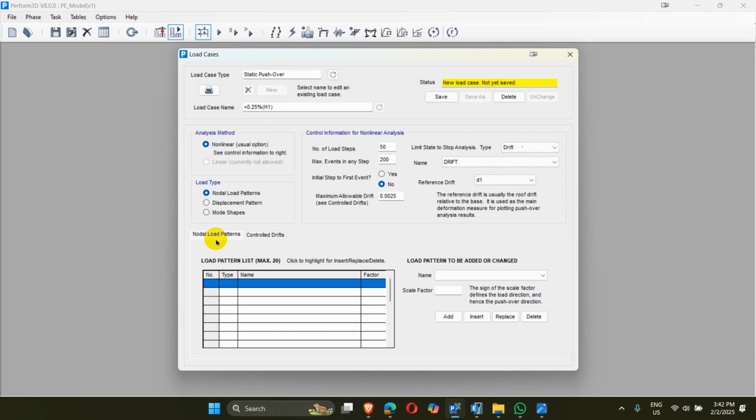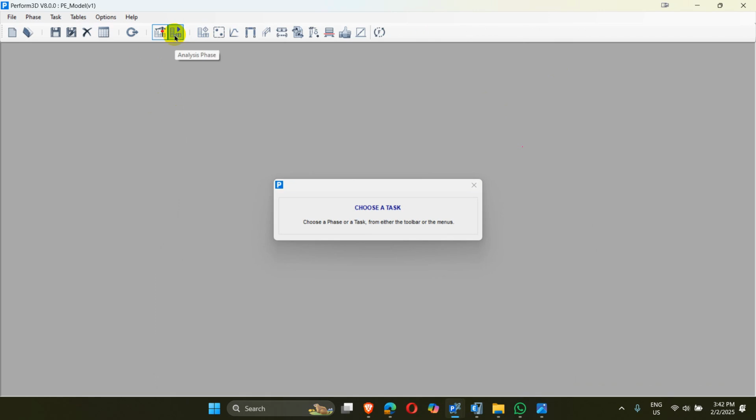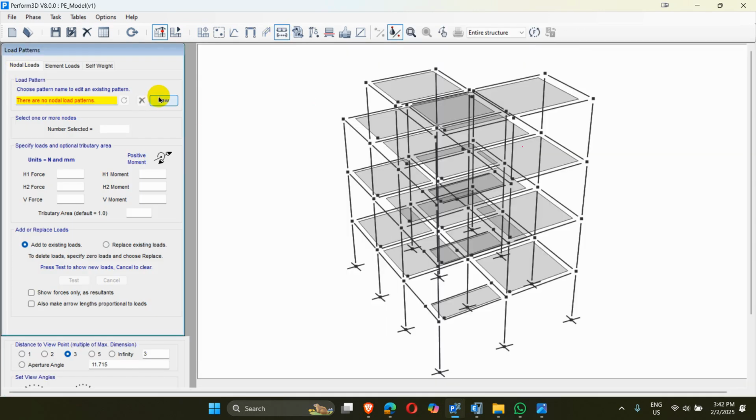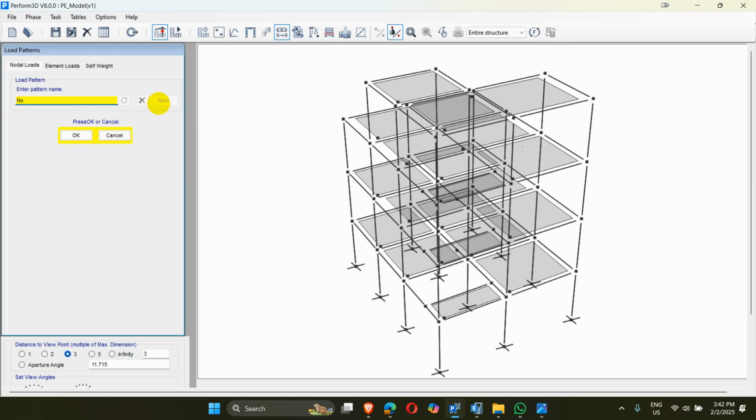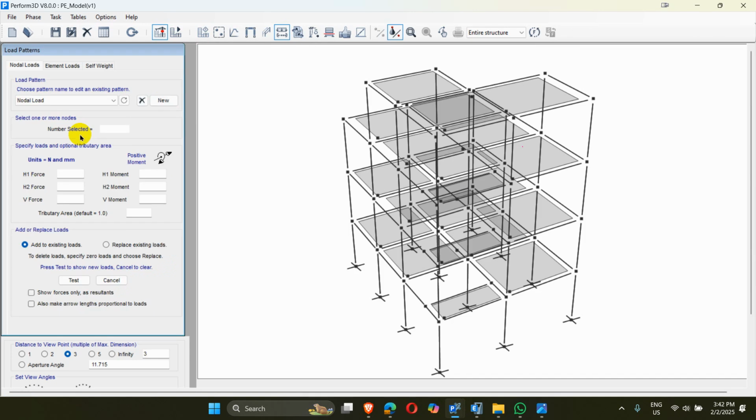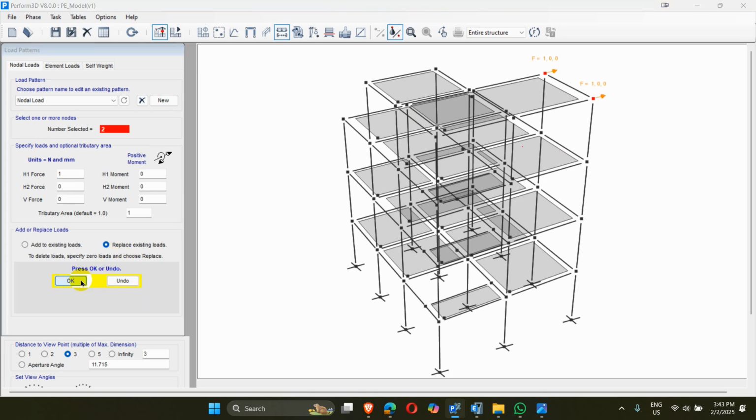Here we have to define the nodal load pattern and go for the load pattern to be added or changed. Here there is no nodal load pattern. For this let me cancel this one and we have to go to the modeling phase, apply the nodal load pattern. For now there is no nodal load, so let me click a nodal load here, and select one or more nodes. We can select any nodes, and let me give the unit force here because the structure has to be pushed by unit displacement or unit nodal force. So replace the existing load, test, and okay.